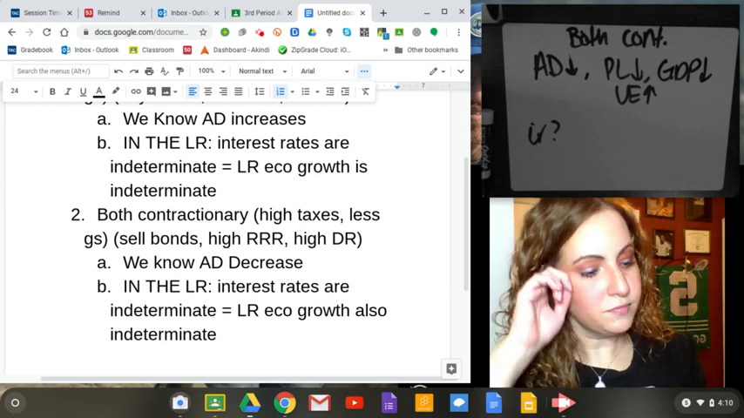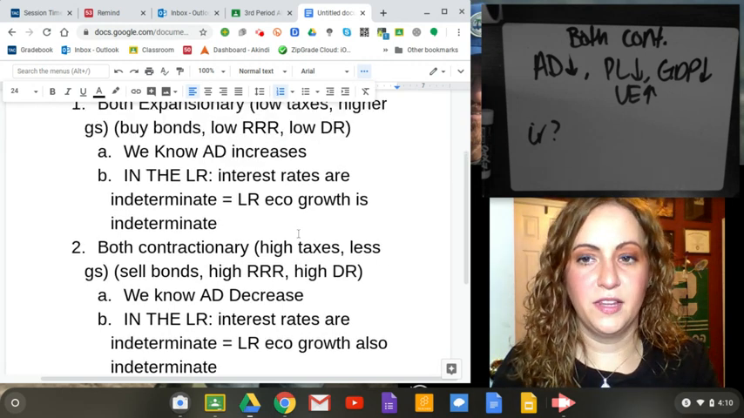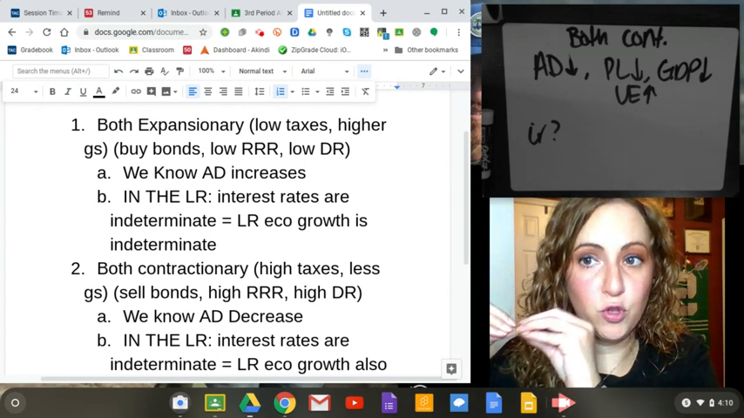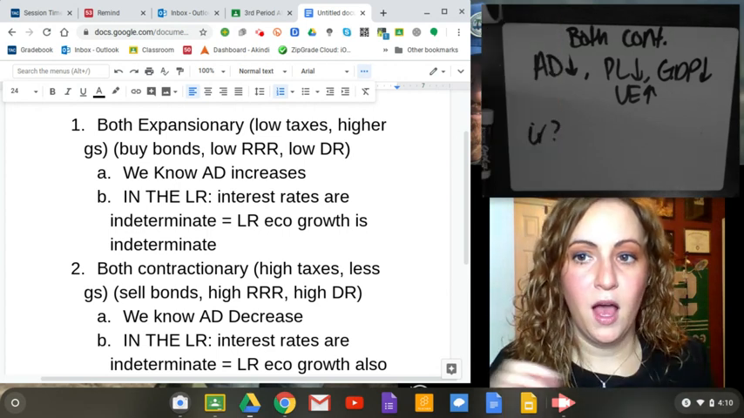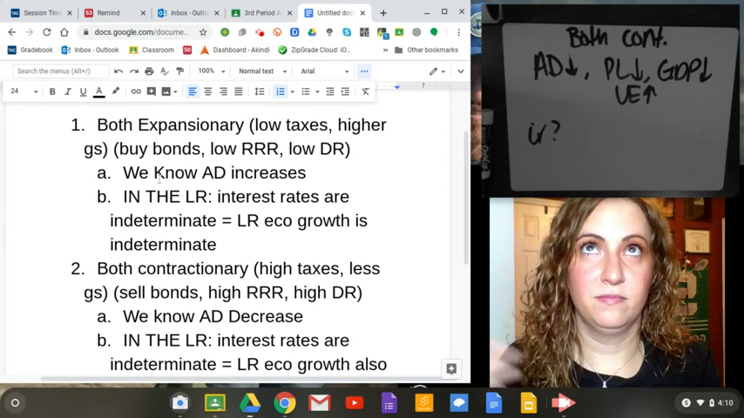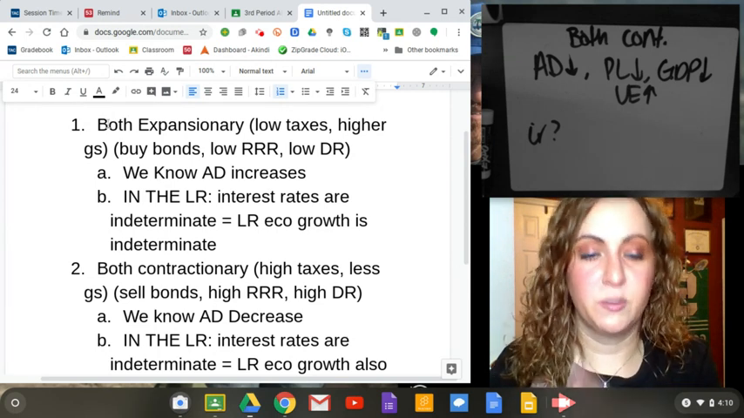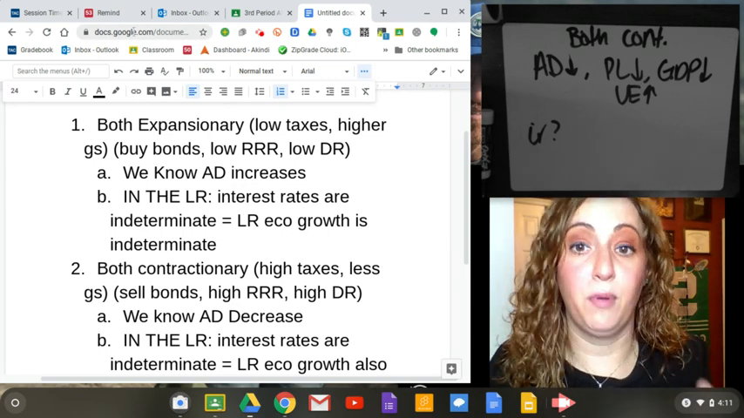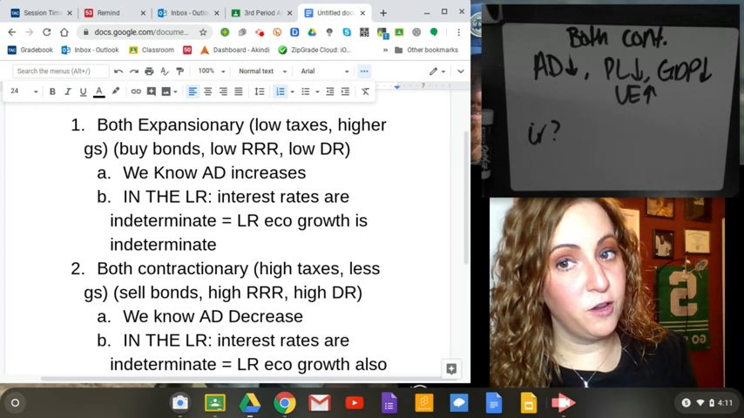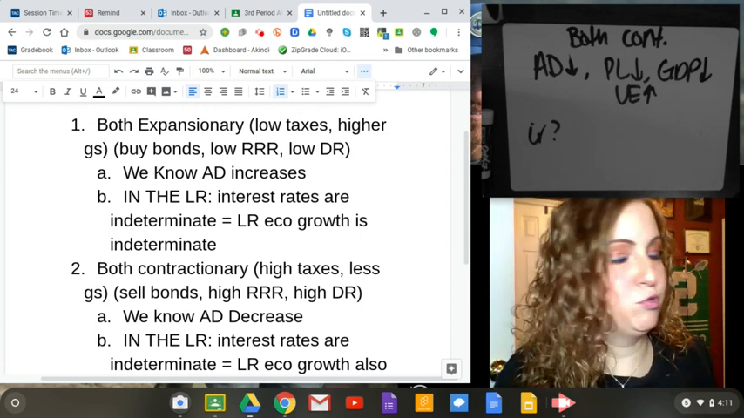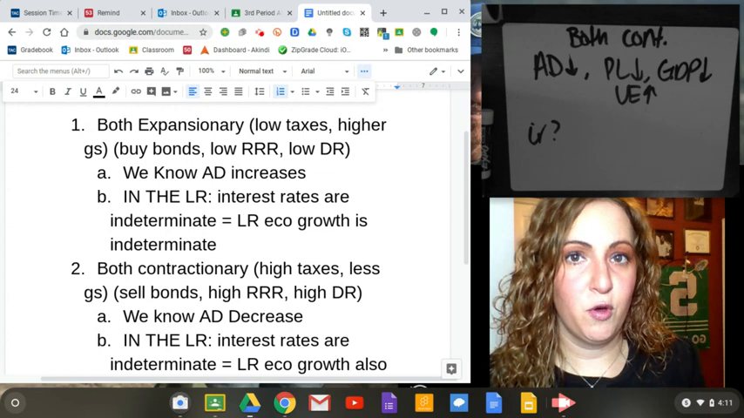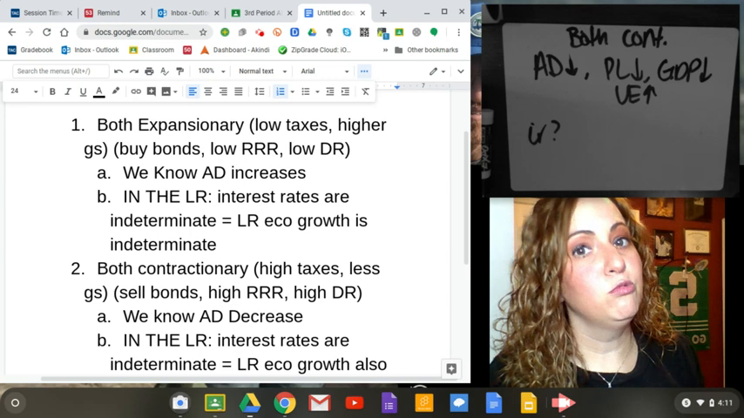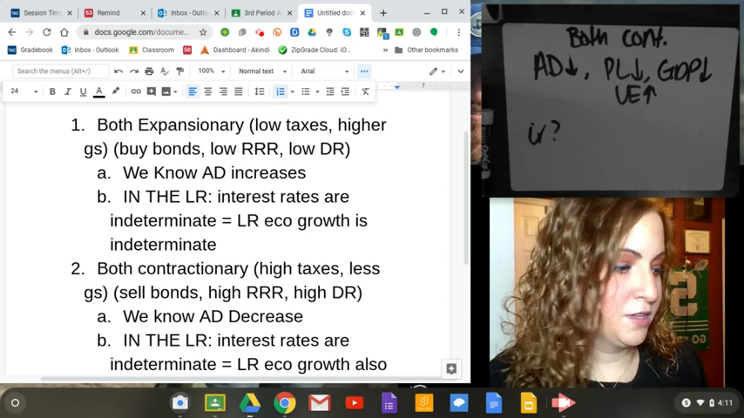Okay. So that they both match. No, I know the short run, but I don't know the long run. Of course, what they are different. Expansionary expands while contractionary contracts. That makes sense. But we don't know what happens in the long run for both. So you either know short run effects or you know long run effects. You don't know both. So if they're both expansionary or both contractionary, you know what happens in the short run, but you don't know what happens in the long run.